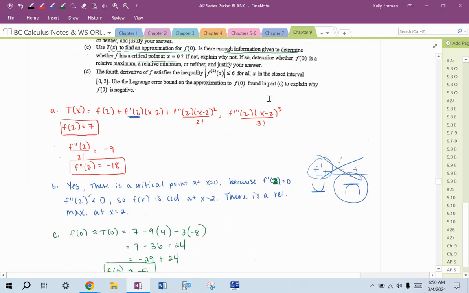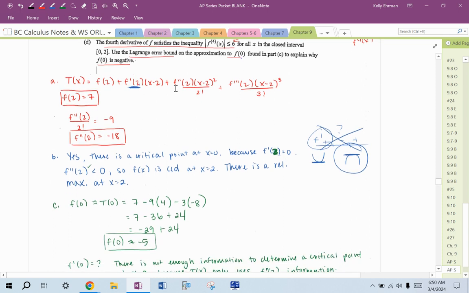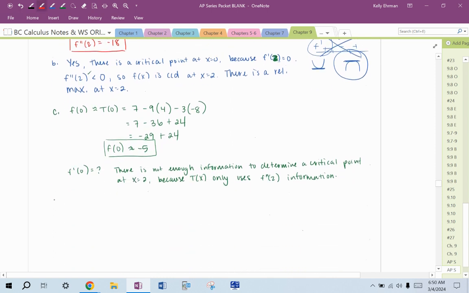Okay, and then part D. The fourth derivative of f satisfies this inequality. Anytime they give you this inequality, what they're telling you is that's the max value of the fourth derivative at x, or z, or whatever. They're not using z right here. They're just saying x. Use the Lagrange error bound in the approximation to f of 0 found in part C to explain why f of 0 is negative. So let's find Lagrange error.